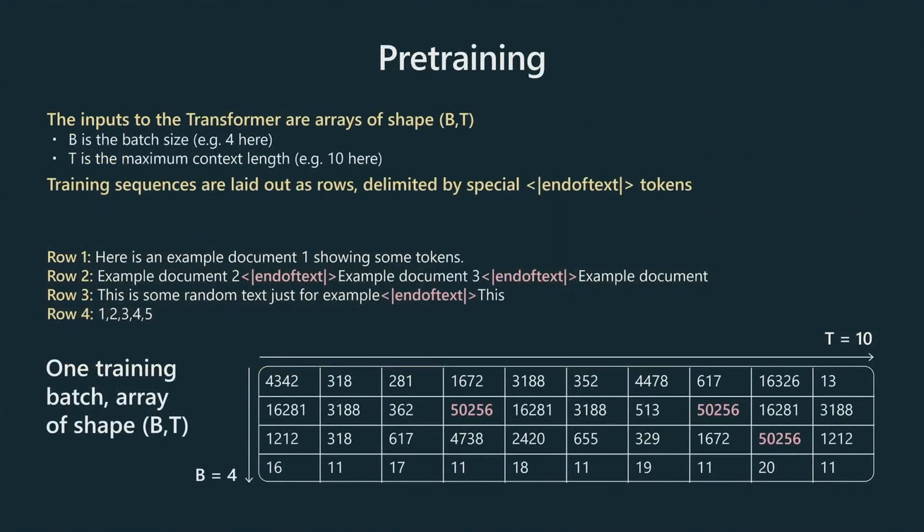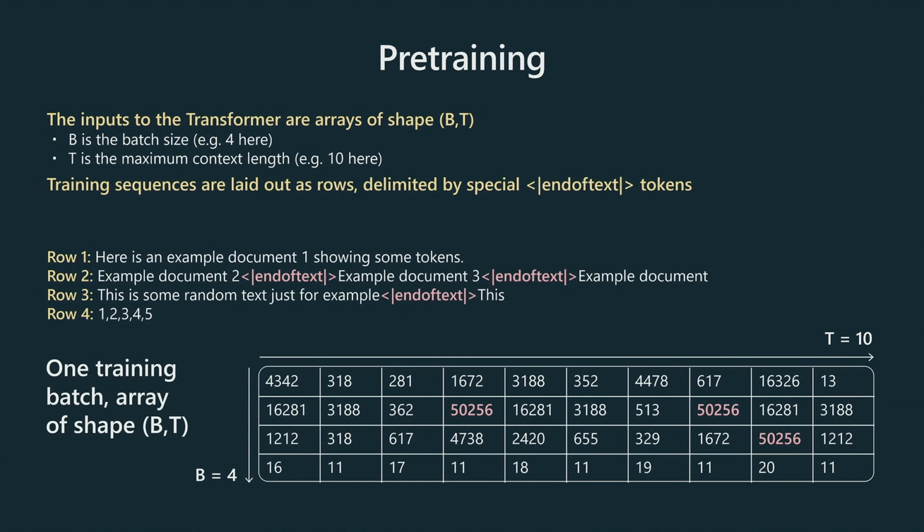Now, when we're actually pre-training, what happens? Roughly speaking, we are going to take our tokens and lay them out into data batches. So we have these arrays that will feed into the transformer. These arrays are B, the batch size, and these are all independent examples stacked up in rows. And B by T, T being the maximum context length.